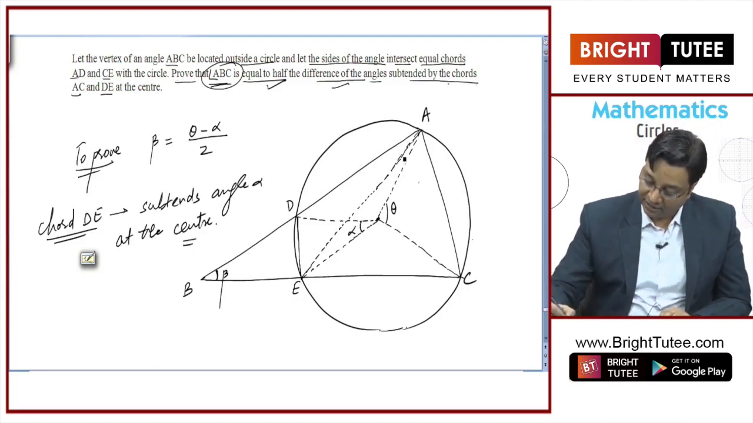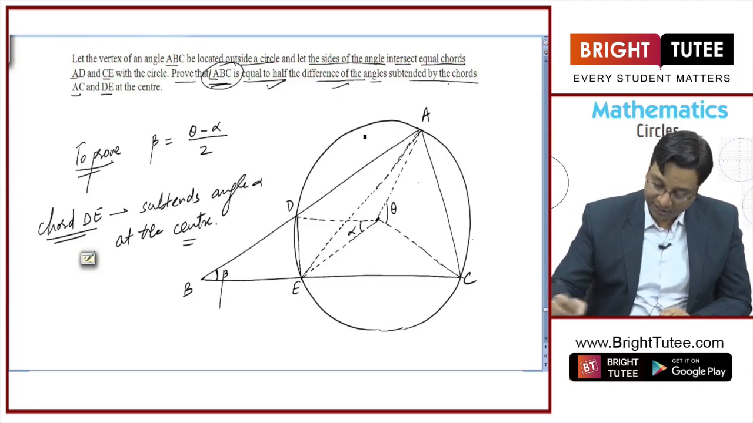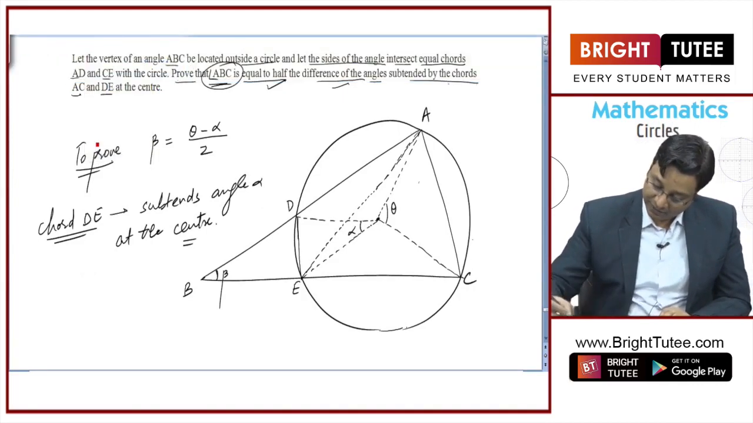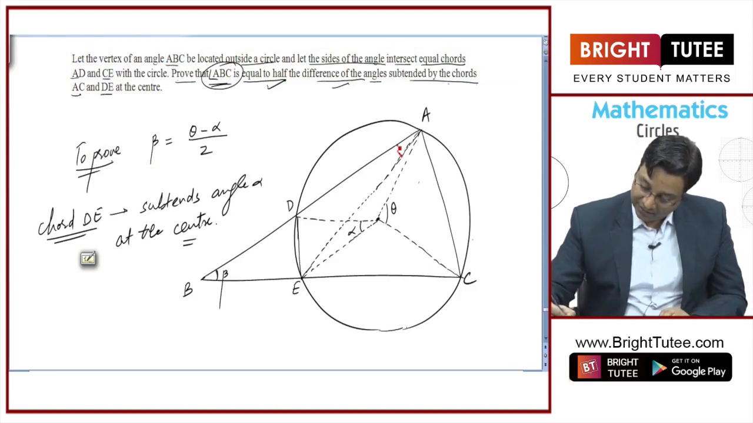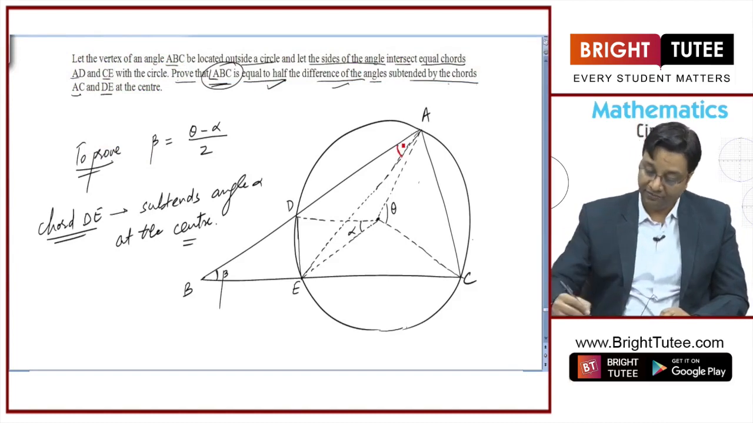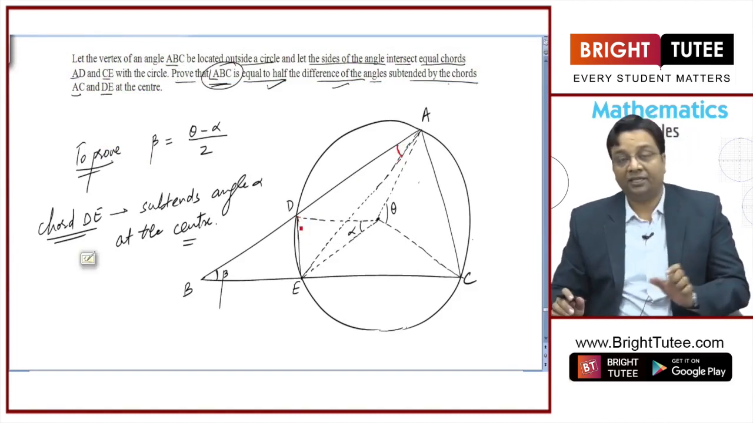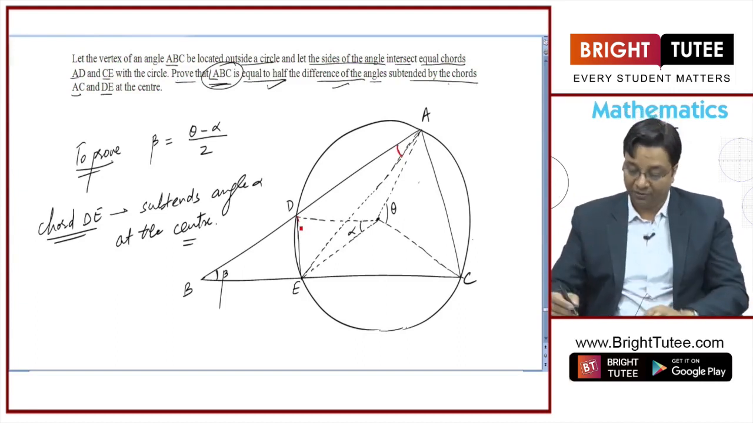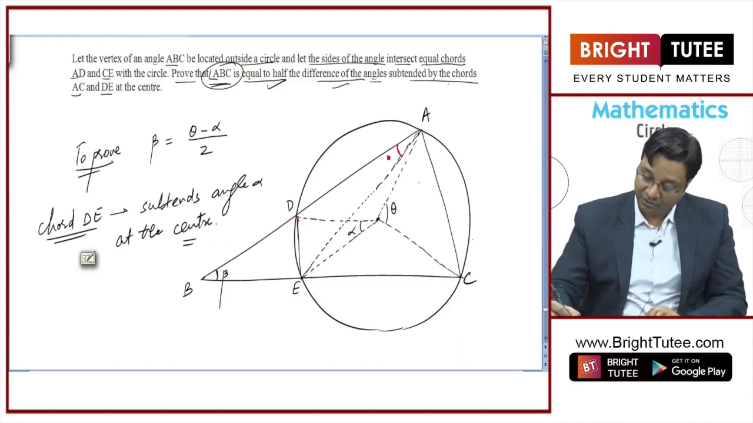So what will be this angle? Let me change the color. This angle will be half of the angle subtended at the center by chord DE, because this is the angle subtended by chord DE at the remaining part of the circle, right? So it will be half of the angle subtended at the center. So this angle will be alpha by 2.